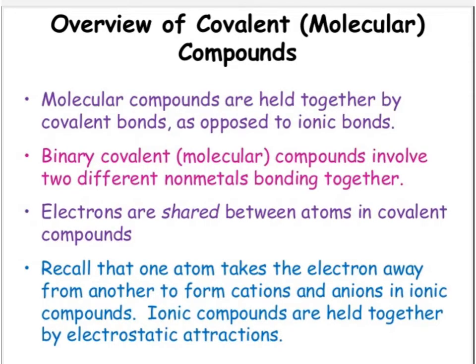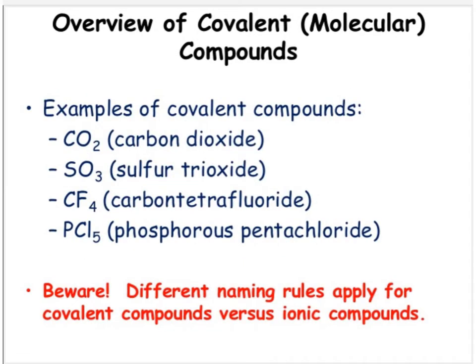Molecular compounds are held together by covalent bonds as opposed to ionic bonds. Binary covalent molecular compounds involve two different nonmetals bonding together. Electrons are shared between atoms in covalent compounds. Recall that one atom takes the electron away from another to form cations and anions in ionic compounds. Ionic compounds are held together by electrostatic attractions.